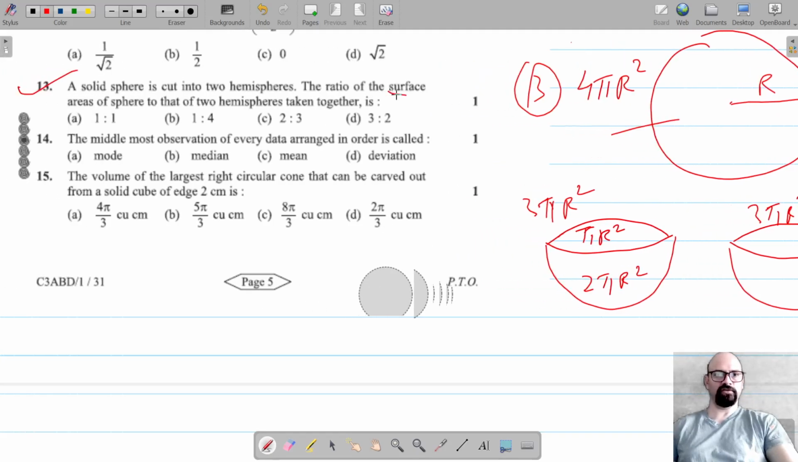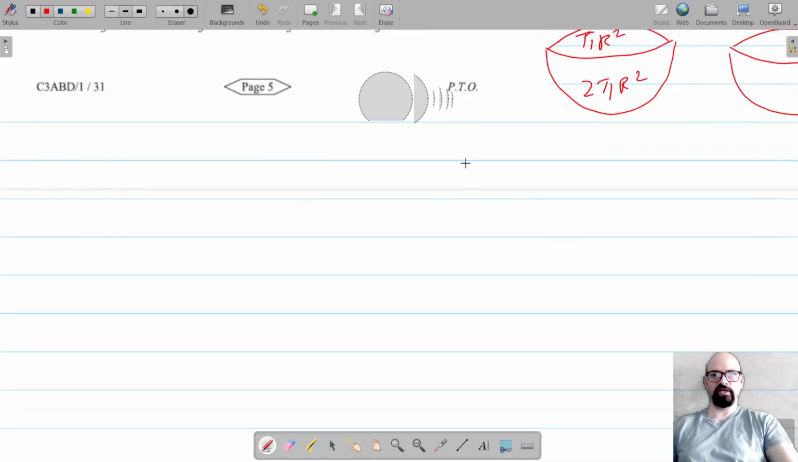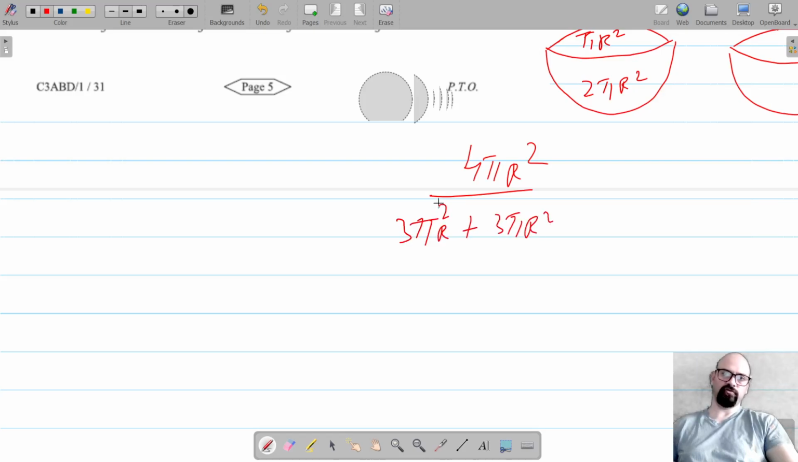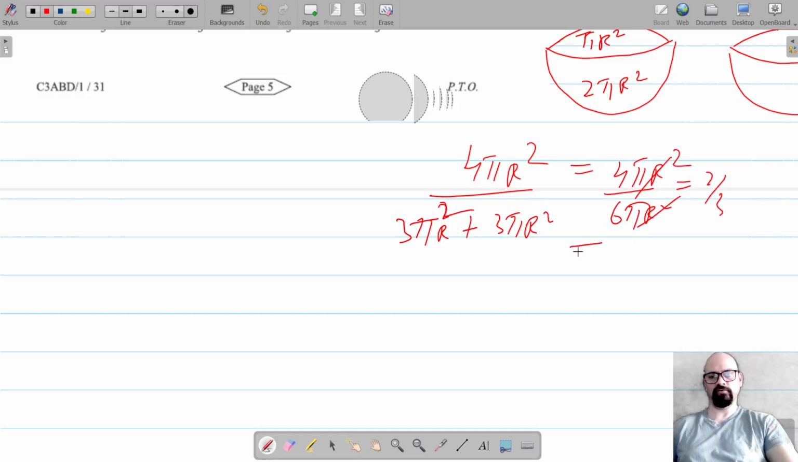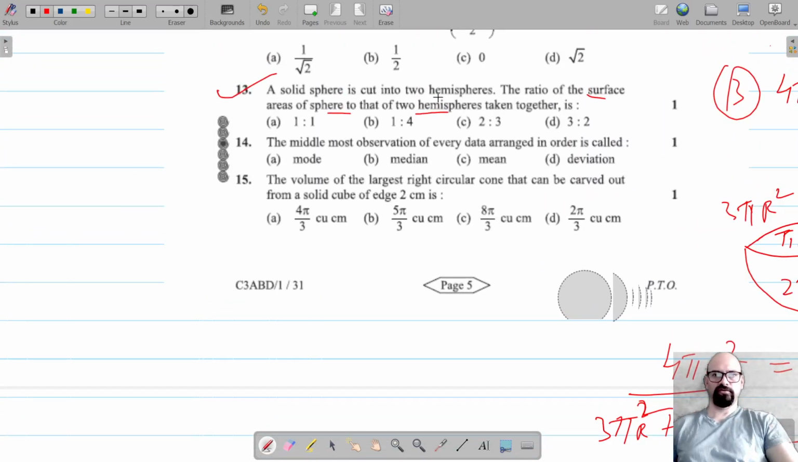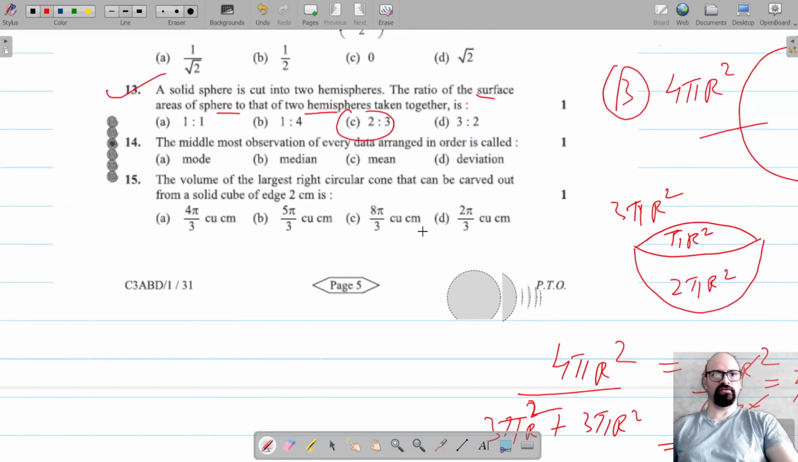We have to find the ratio of the surface area of the sphere to that of the two hemispheres. So that means we have to find the ratio, which is 4 pi r square by 6 pi r square. This gets cancelled, and this is equal to 2 by 3. So the required ratio is 2 is to 3, that is, option C is the correct answer.